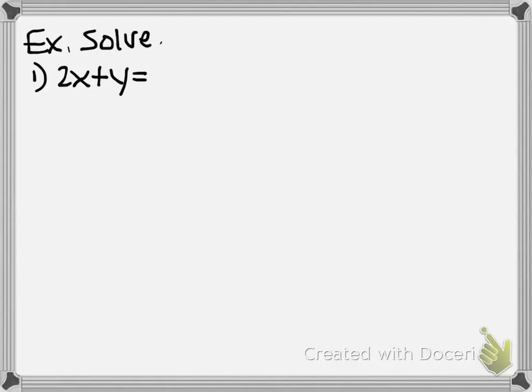Okay, so what we're going to do is solve. That's all our directions are going to tell us to do, is to solve. And when we solve this system, we're going to look for an ordered pair at the very end. So, if our equations are not written in standard form, that's our first job.